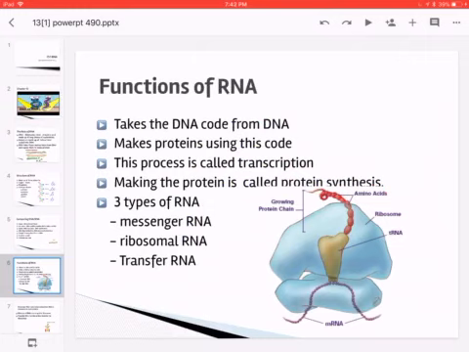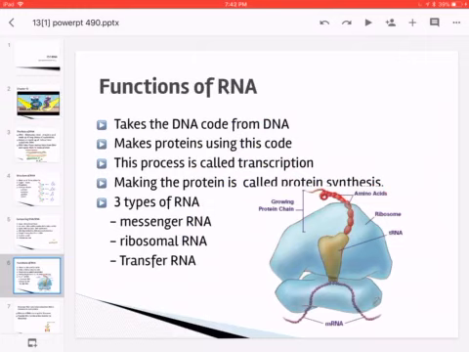So far we've talked about replication, which is making DNA. The second process we're going to talk about is called transcription, and we're basically transcribing or copying the code from DNA to RNA. That's why it's called transcription, to make messenger RNA. Making the protein is called protein synthesis, or another word for protein synthesis is translation. So we have replication, which is copying DNA, transcription, which is creating messenger RNA, and protein synthesis, which is translation, that's creating a protein.